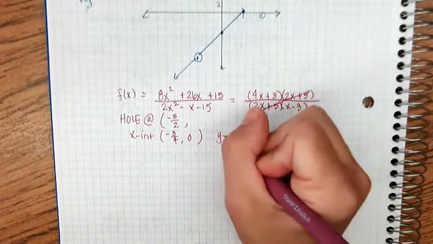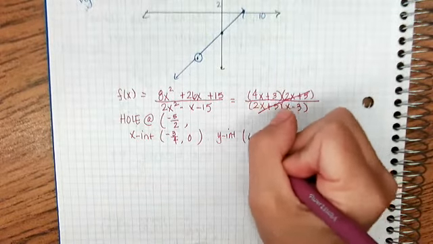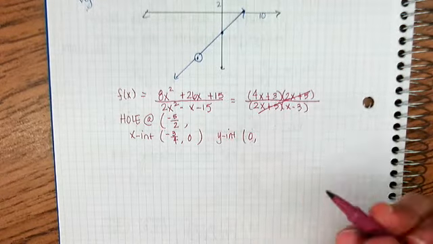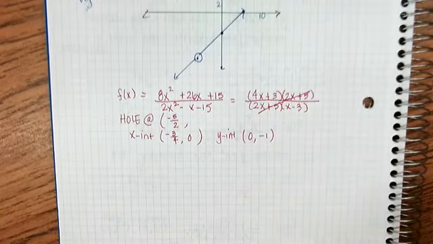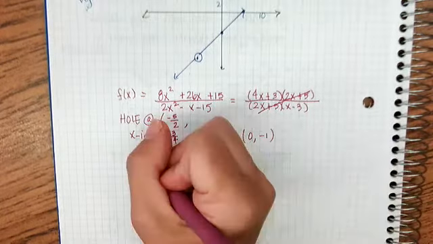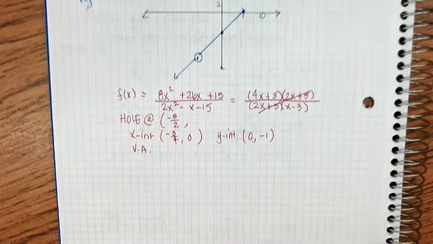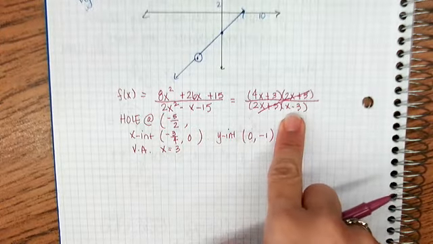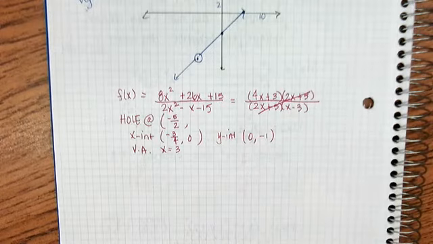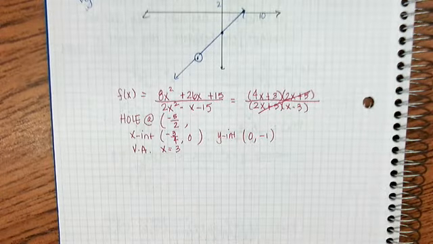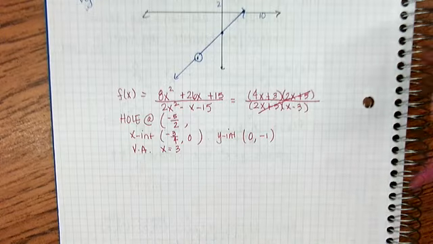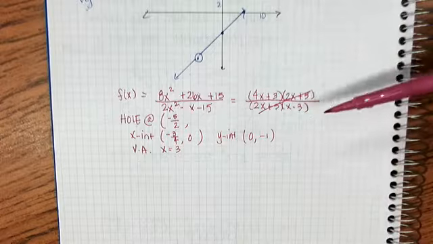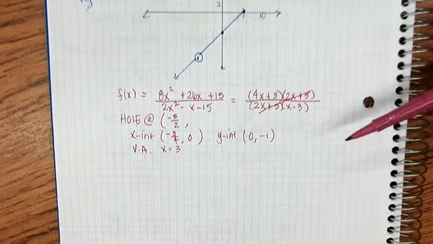Y-intercept, make x 0. Either from the reduced equation or the original equation, doesn't matter, you get -1. We have a vertical asymptote at x equals 3, the value of x that makes this 0. So we've got x-intercept, y-intercept, vertical asymptote. Ooh, now the horizontal asymptote. The degrees match. The degrees were both 2. When you reduce, the degrees are now both 1. They still match.